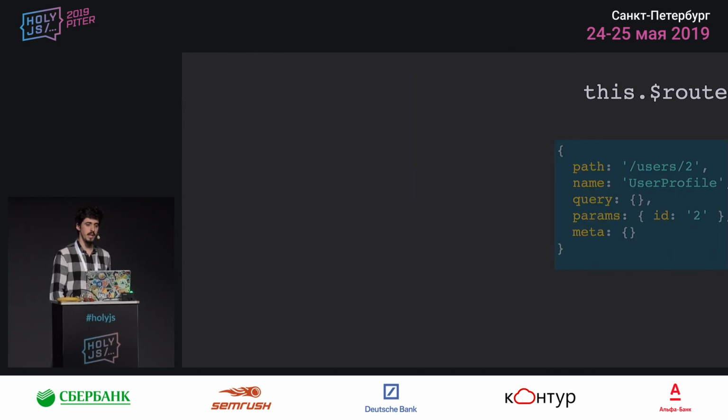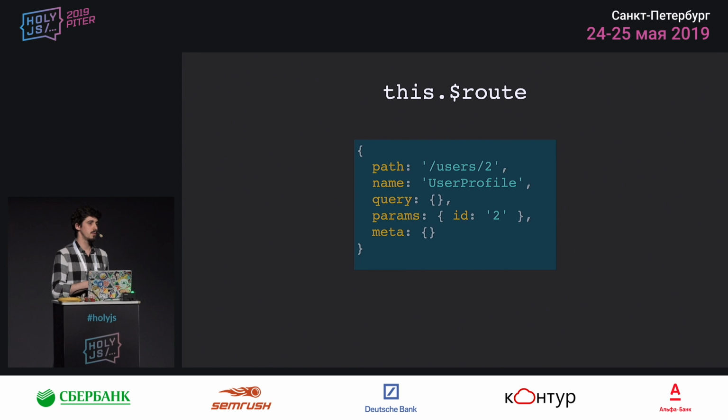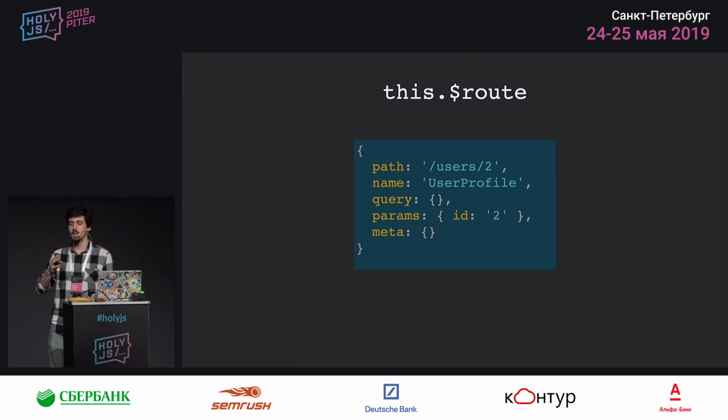Now, the other thing that is very good in the Vue Router implementation nowadays is access to the route everywhere. So in Vue, you can access the route via $route. And this is a normalized version of the location we are on.